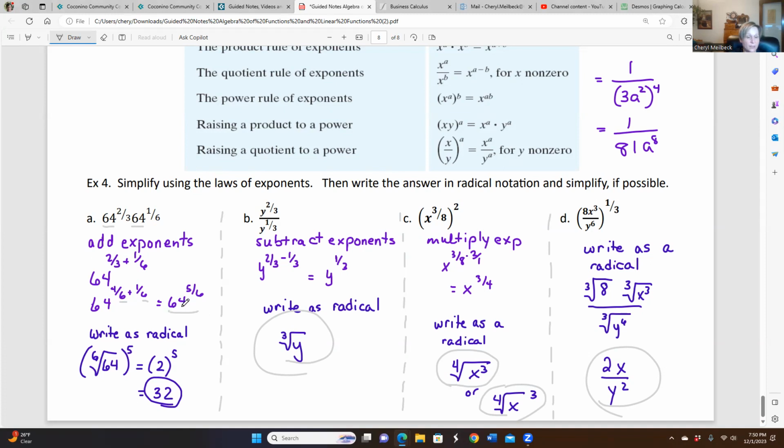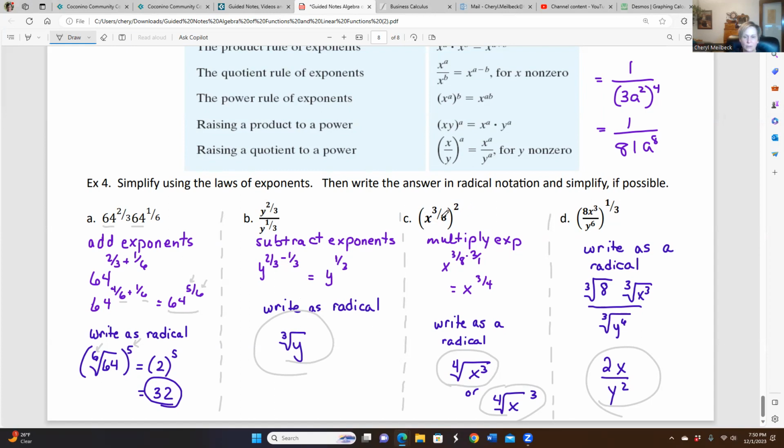So what we have is 64 to the 5/6 power. Now the number in the denominator becomes the index, and the number in the numerator of your exponent becomes the exponent. So the 6th root of 64 is 2, and 2 to the 5th is 32. In part B, since we're dividing the y's, we're going to subtract those exponents, which already have common denominators. So 2/3 minus 1/3, we subtract the numerators and get 1/3. Then we write it as a radical, which would be the 3rd root of y.